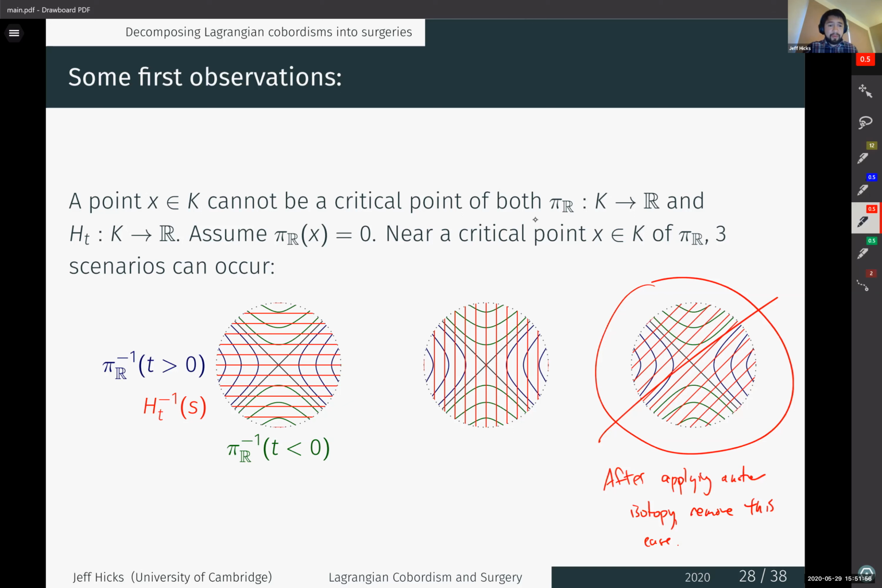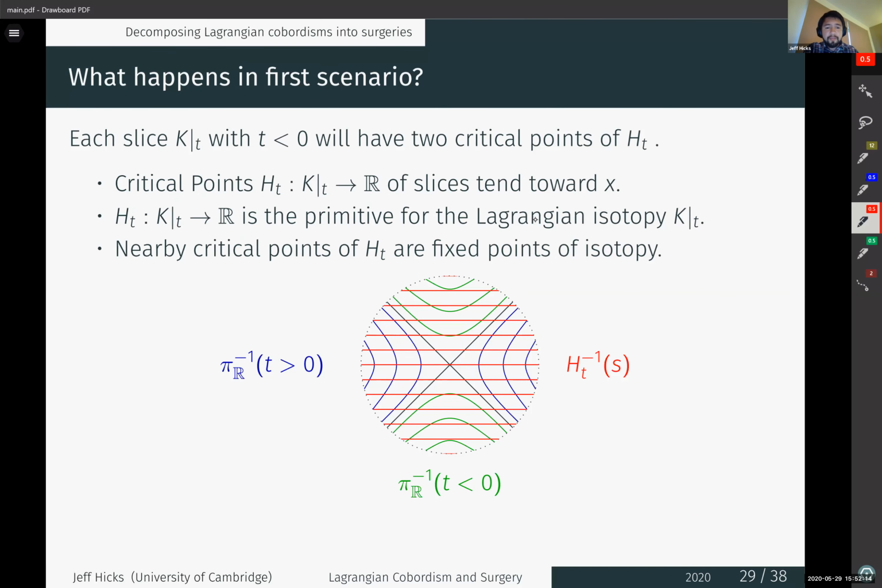So let's assume that we're in this first case where the level sets of H have normal direction which points in the negative direction of projection to the real coordinate. If you're in that case, every slice which has negative value will have 2 critical points of HT. So I can kind of draw them for you over here.